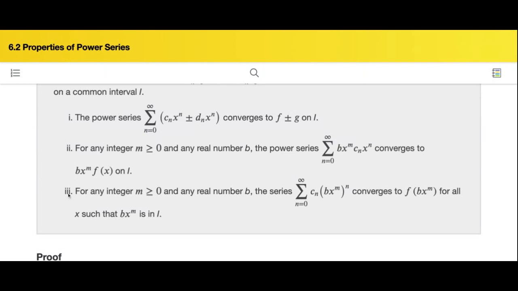Is number 3 okay? Do I need to explain more about number 3? Think about the sum of c_n x^n converging to f. If we change x to be b x^m, it's the same as changing the variable of the function f, so it takes b x^m as the input.